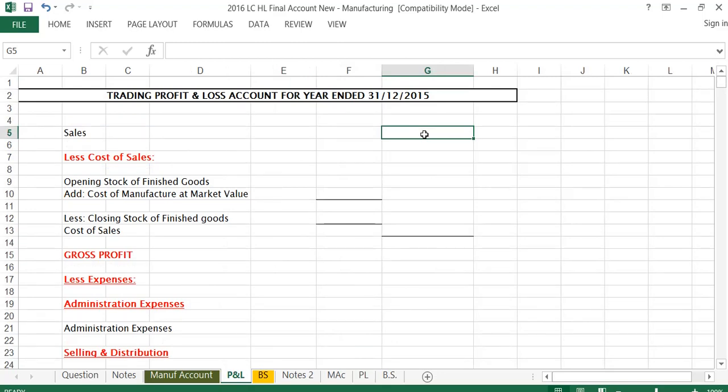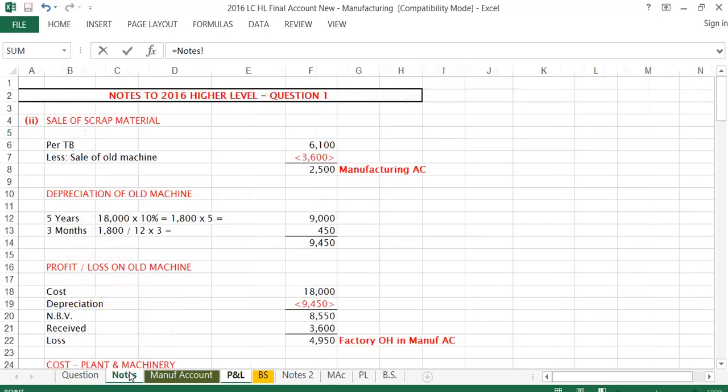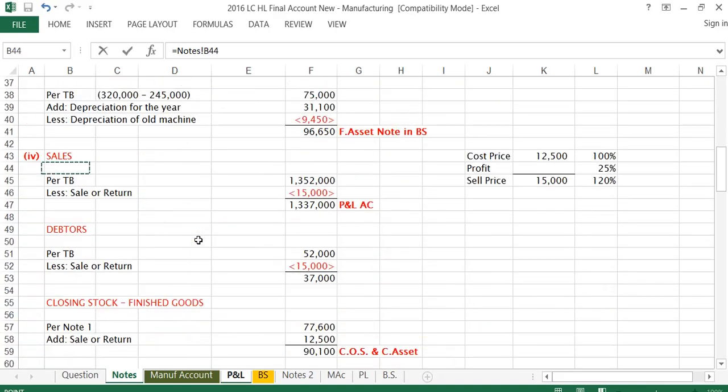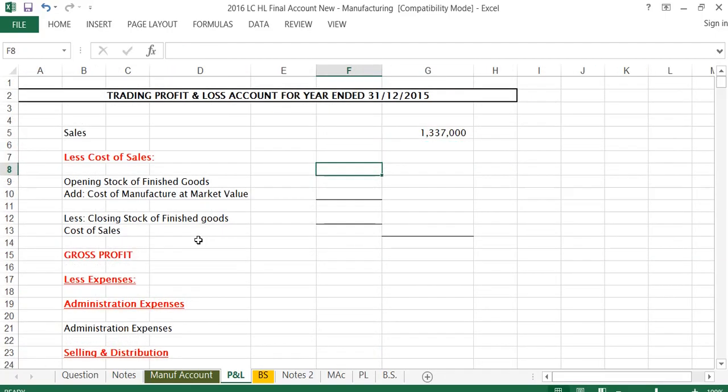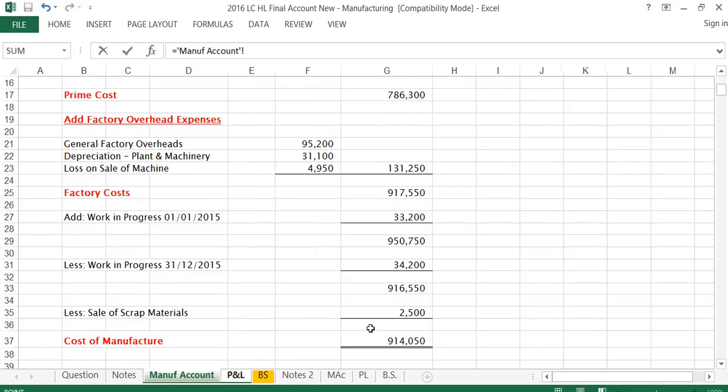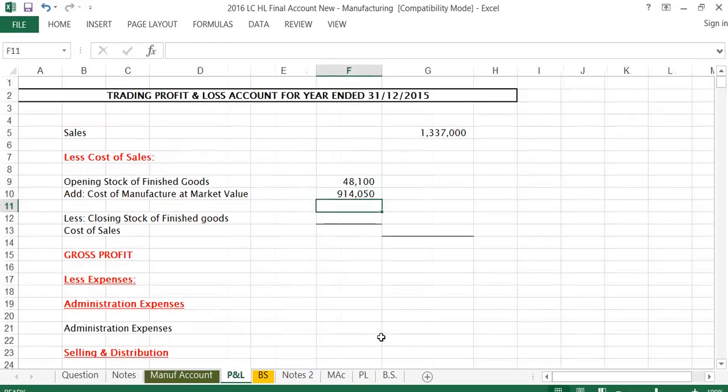Now the next thing we have to do is the profit and loss account. So the first thing that will go in the profit and loss account are sales, and there was a change to sales as far as I remember from one of the notes. If I go down to my note on sale or return, there's a change to sales and it's now 133,700. That's cost of sales, my heading. Opening stock of finished goods I will get from the trial balance, 48,100. I add my cost of manufacture, which is a final figure from my manufacturing account, 914,050.